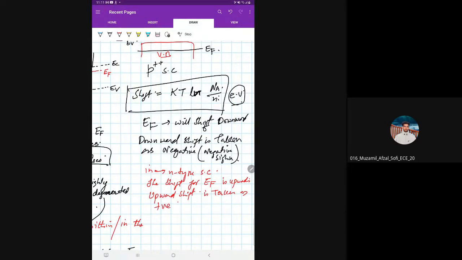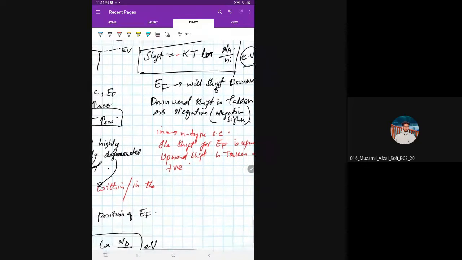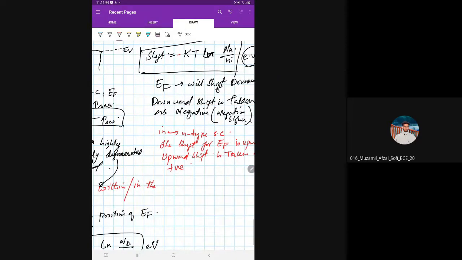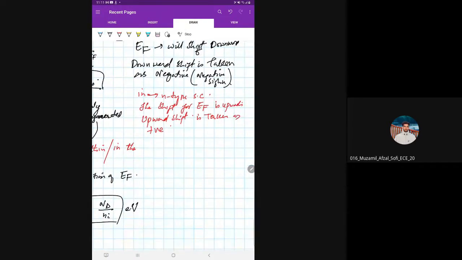Okay, upward shift is taken as positive. तो यहाँ एक्चुअली माइनस साइन होगी बिकॉज डाउनवर्ड शिफ्ट इज टेकन एज नेगेटिव एंड अपवर्ड शिफ्ट इज टेकन एज पॉजिटिव. That is why you are saying that shift will be minus times. Okay. Anyway, what is shift basically? Shift is, how do we define shift?